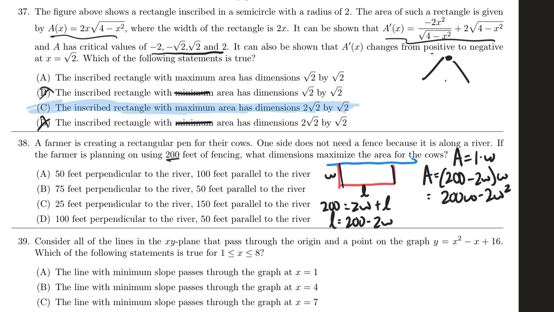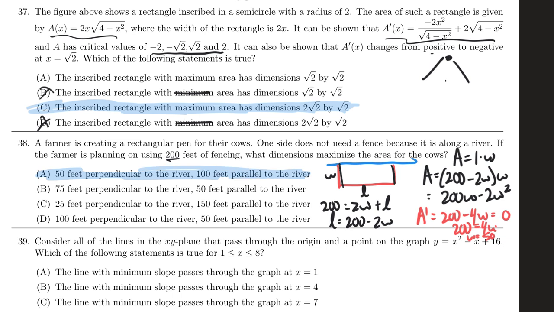And now I want to find a max or a min, so I take the derivative of this, 200 minus 4w, and I set it equal to 0 to figure out where that max or min is going to happen. Add 4w to the other side, and then divide by 4. So w is 50. My maximum is going to happen when the width, which is perpendicular to the river, is 50, which means A is the right answer.